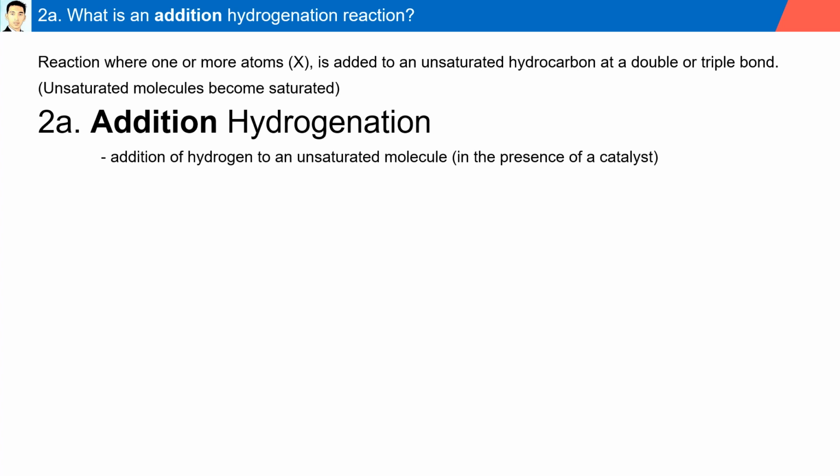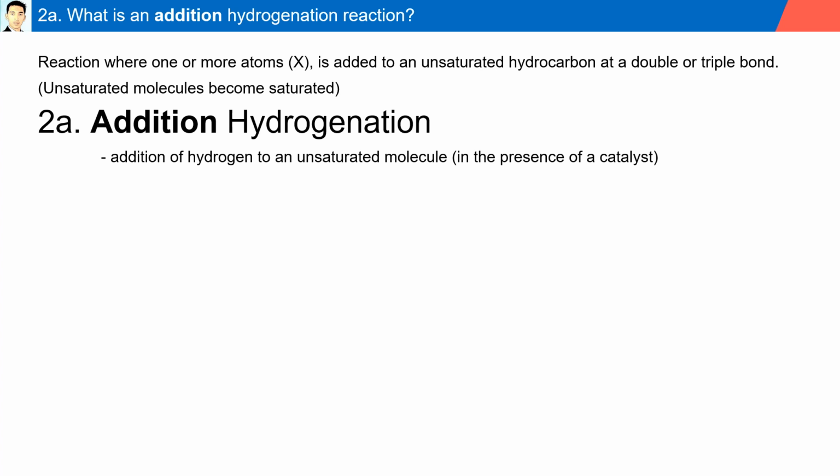What is an addition hydrogenation reaction? This is a reaction in which one or more atoms is added to an unsaturated hydrocarbon at a double or triple bond. Unsaturated molecules become saturated.